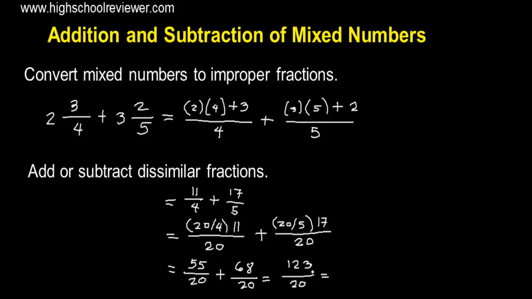We can still simplify this. 123 divided by 20, the whole number here is 6, and just copy the denominator, which is 20. We will have here 123 minus 6 times 20, 123 minus 120, that is equal to 3 all over 20. Therefore, 2 and 3 over 4 plus 3 and 2 over 5, that is equal to 6 and 3 over 20.